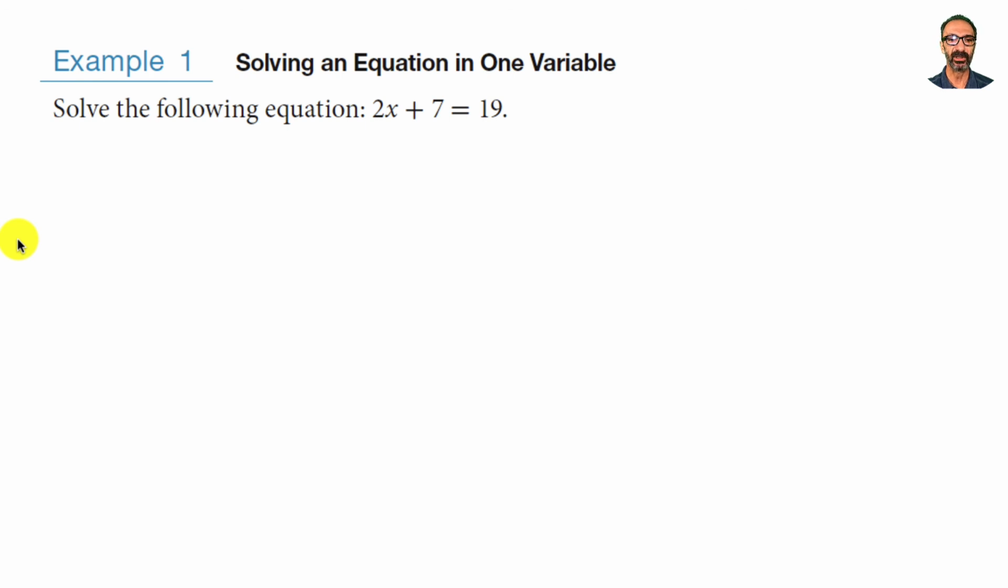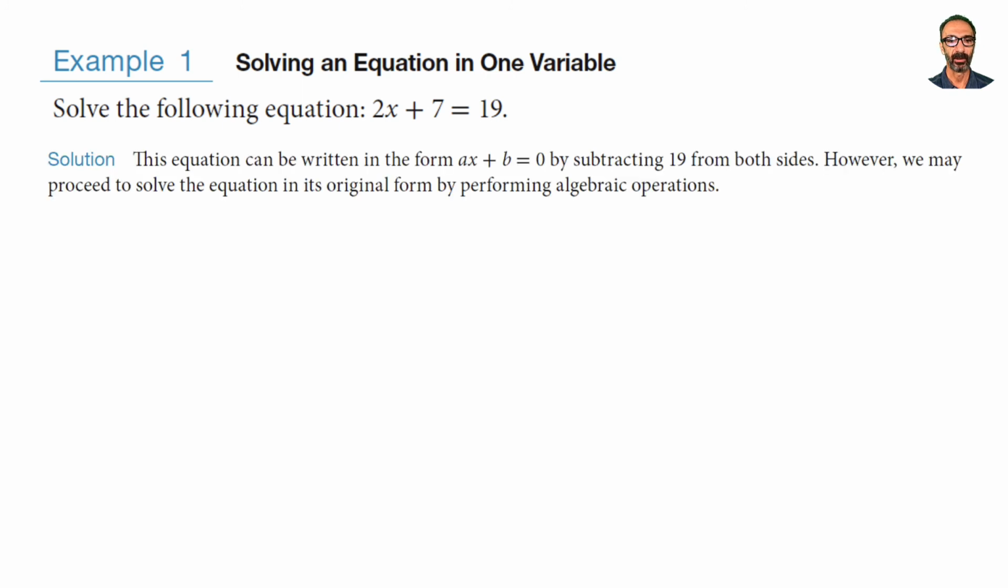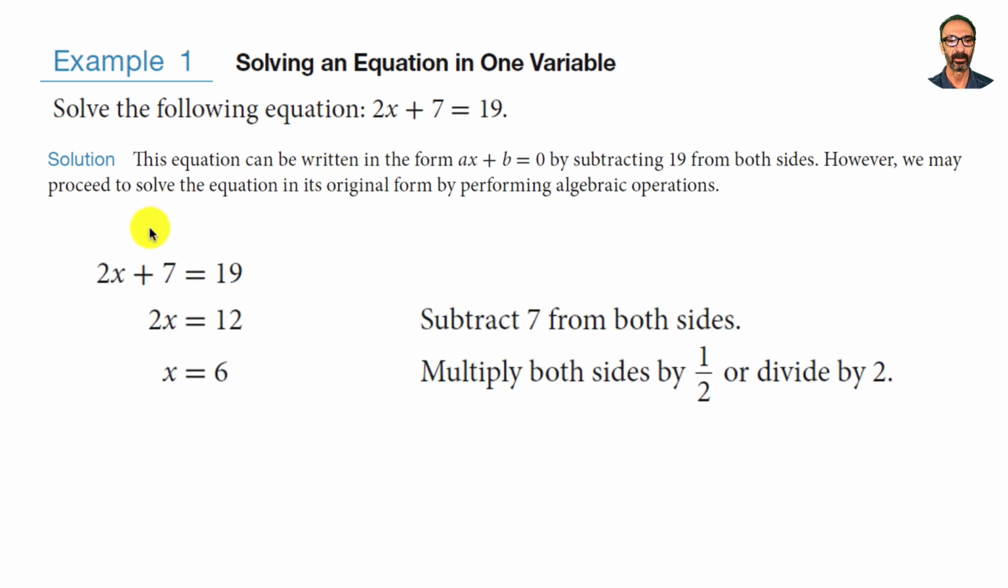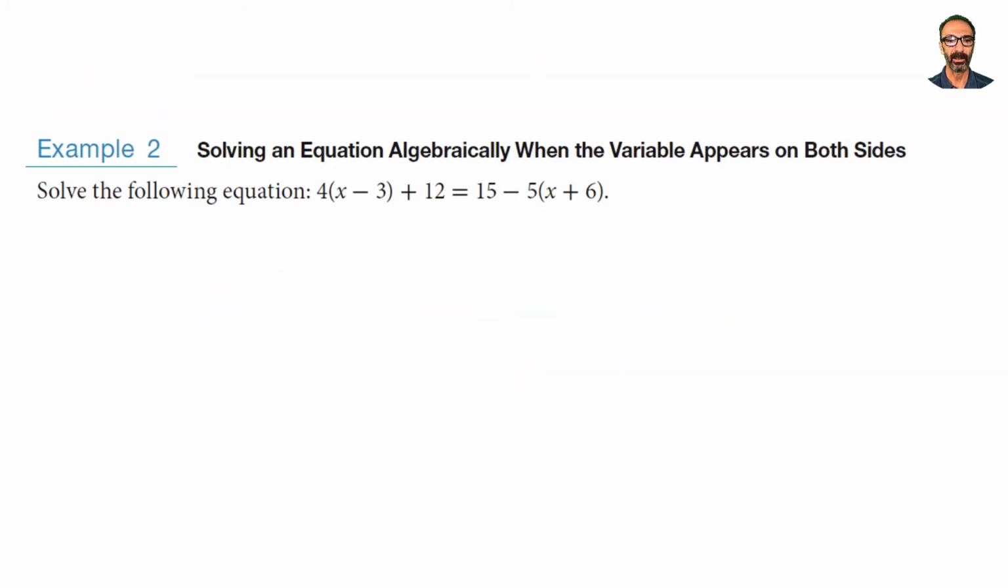Solve an equation in one variable. To do this, if you take your time, we're going to refer to the linear equation, and we're going to subtract 7 from both sides. Divide both sides by 2, you get one answer, which is x equals 2. The solution is 2.